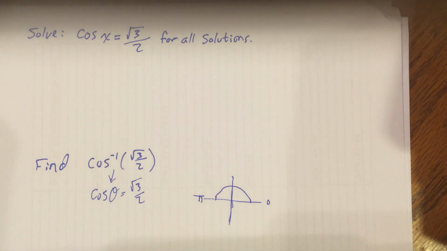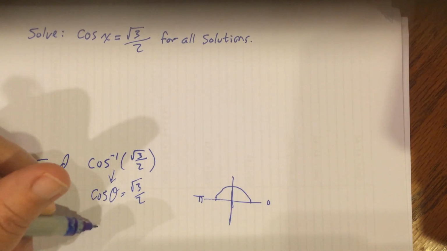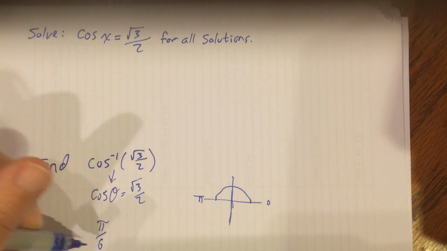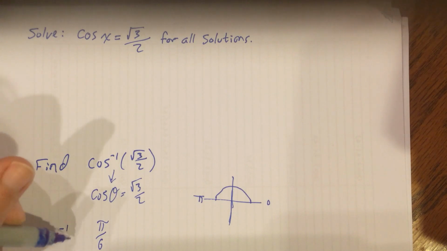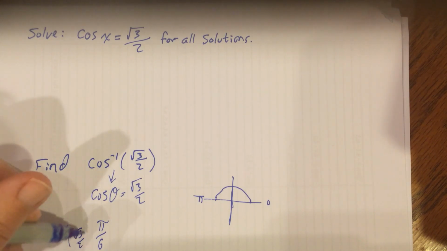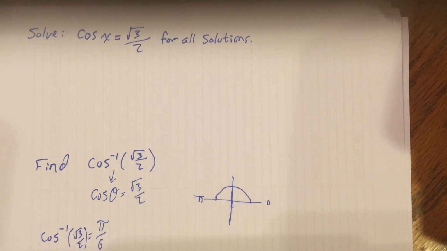So the only inverse of cosine that gave you square root of 3 over 2, hopefully you have your chart with you, would be the third one down. So pi over 6. So I would say the cosine inverse of square root of 3 over 2 equals pi over 6.